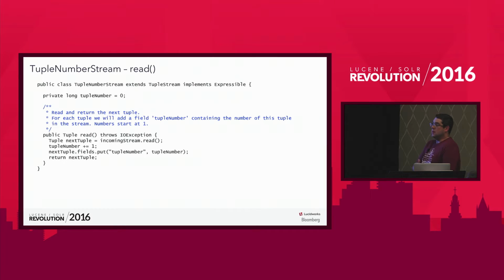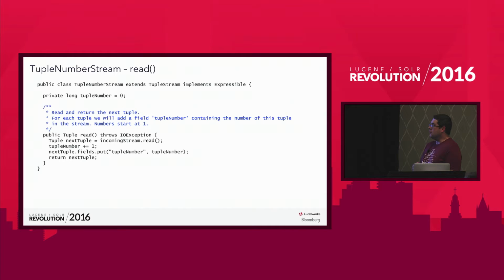What does the read function look like? It's very simple, right? All we do in the read function is we read the next tuple off the incoming stream. We then increment our current number. We add that as a field to the tuple, right? Because you can modify these tuples as they go through. They're not static. You can add fields, you can delete fields and whatnot. We add a new field to it, and then we return that.